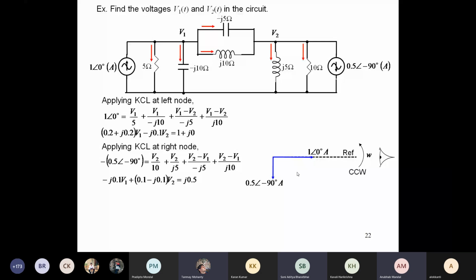Minus 63.43. And V2? Sir, V2 is 4.47 and 116.5 degrees. Yeah.